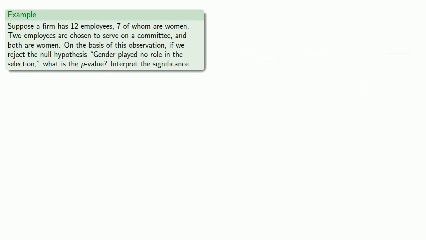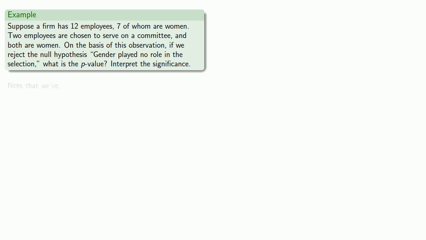What if we want to look at a problem that may have a little bit more importance than whether a coin is fair or not? Suppose a firm has 12 employees, 7 of whom are women. 2 employees are chosen to serve on a committee, and both are women. On the basis of this observation, if we reject the null hypothesis gender played no role in the selection, what is the p-value? And let's interpret the significance.